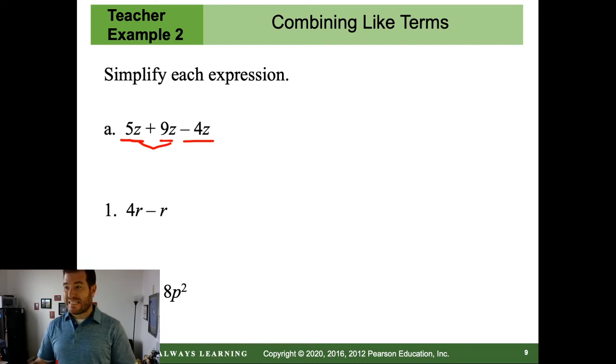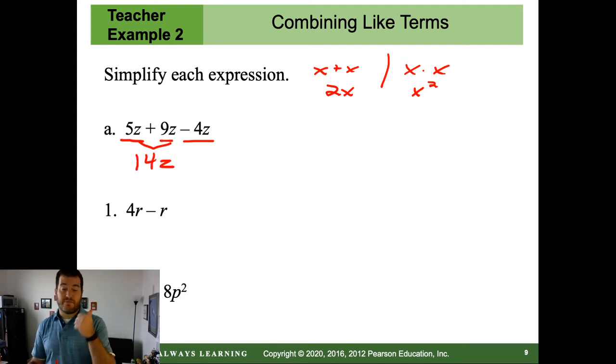Now, this is what I said in class, and this is really true. One of the hardest things in algebra, honestly, is determining the difference between x plus x and x times x. If I asked you what x plus x was, what would you say? Hopefully you would see that x plus x is 2x, where x times x is really x squared. So those are two different things. So when I take a 5z and I add a 9z, I'm only going to get a 14z. Oftentimes I see 14z squared. I might see 45z squared.